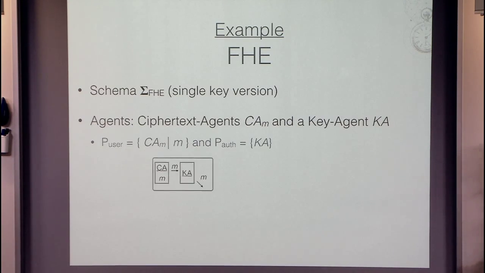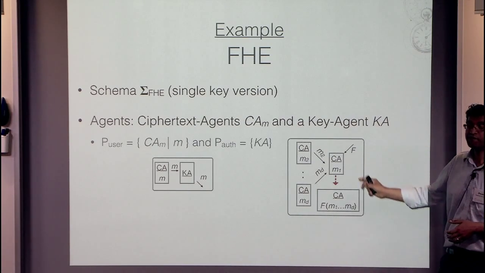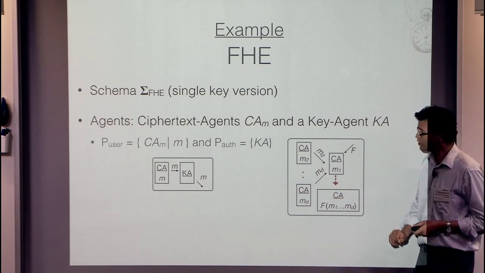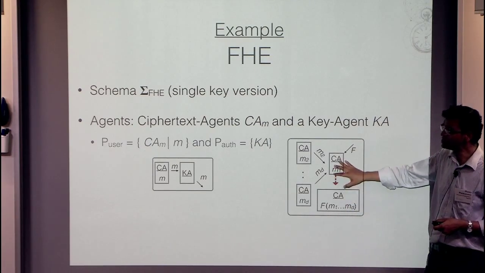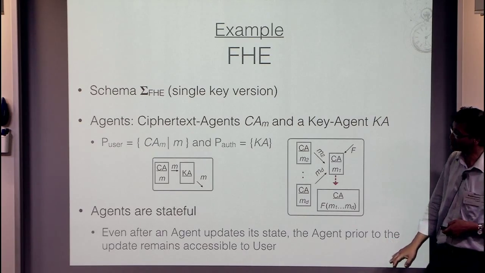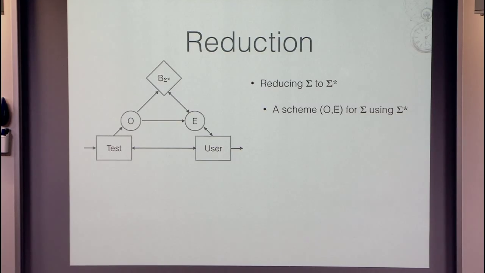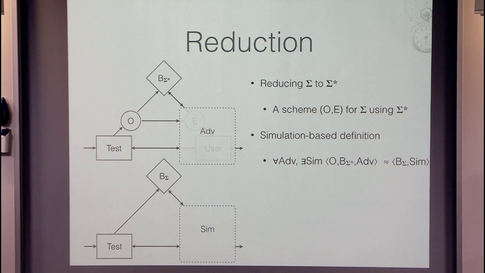So I'm going to skip over a couple of the examples. I'll stop here to show you FHE, where the agents can update their state. The only reason I'm showing you this is to show that agents are stateful, okay? You can read the paper for more details. There's a paper at Eurocrypt with the basic definition. Let me tell you a couple more interesting things in the time I have.